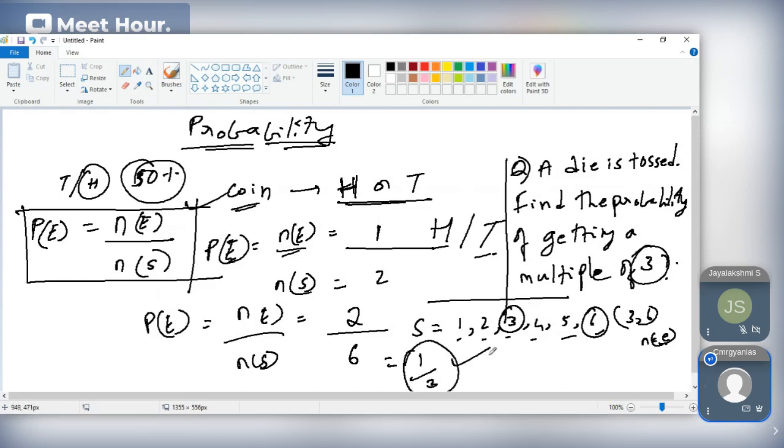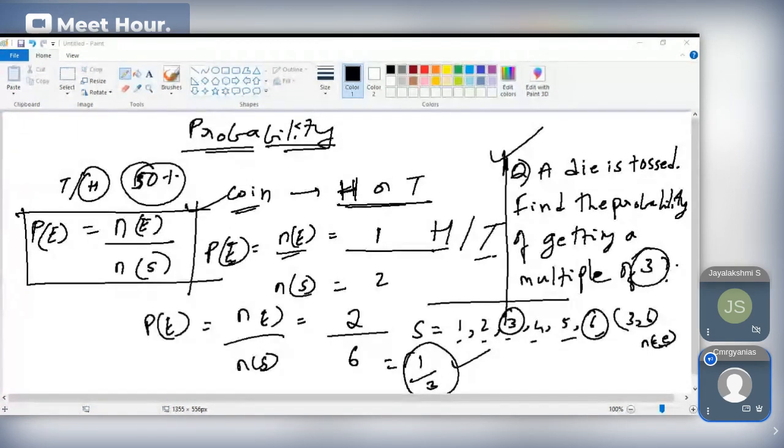I hope you understood this. So based on the same method, you need to solve the next question which I give you. So probability means what are the chances? Okay, shall I give you the next question? Yes, sir.